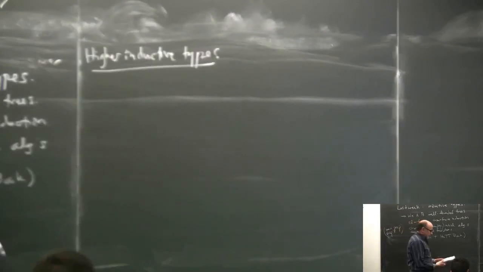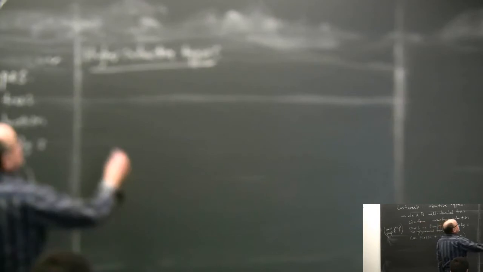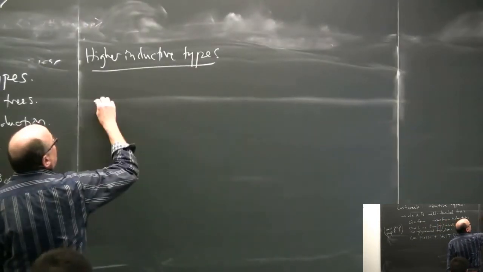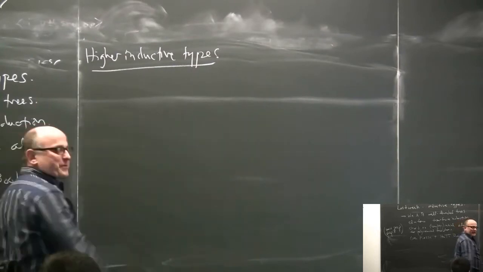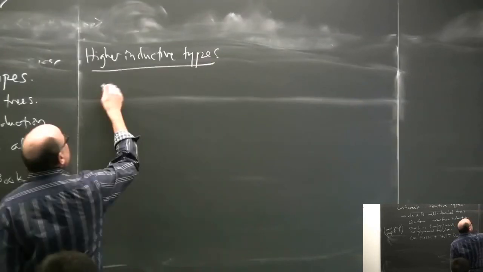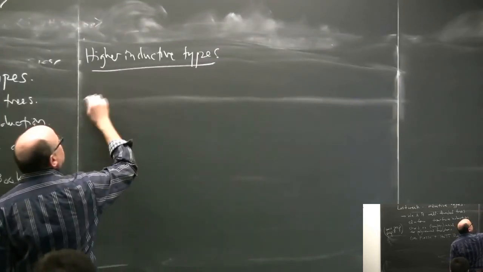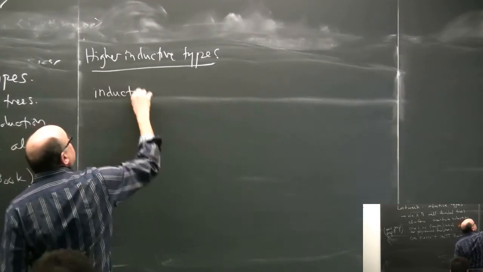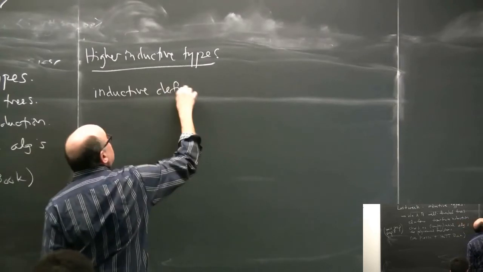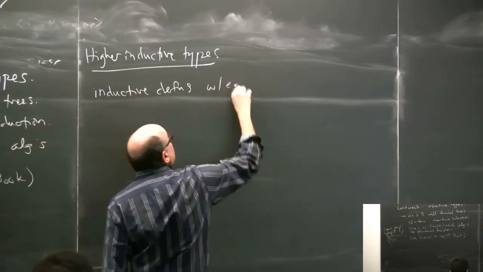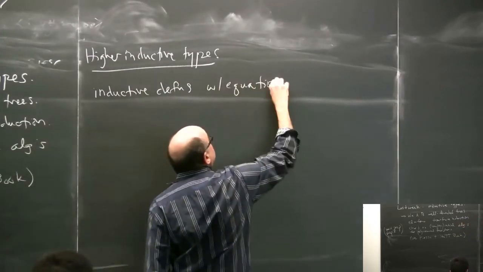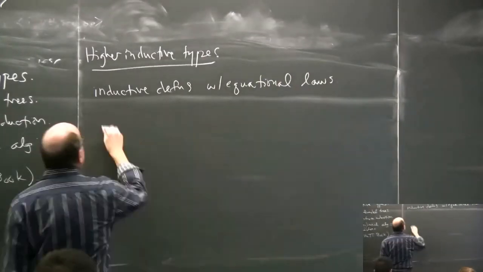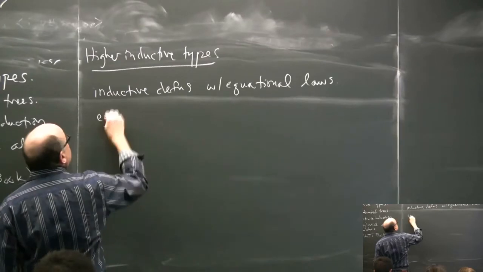The way I like to think about this, there are two ways to think about it, which is kind of nice. One is, well, there are probably many actually, but the idea is it's some kind of free structure, and one way to think about it is inductive definition with equational laws. An example of this is something you've kind of seen before.